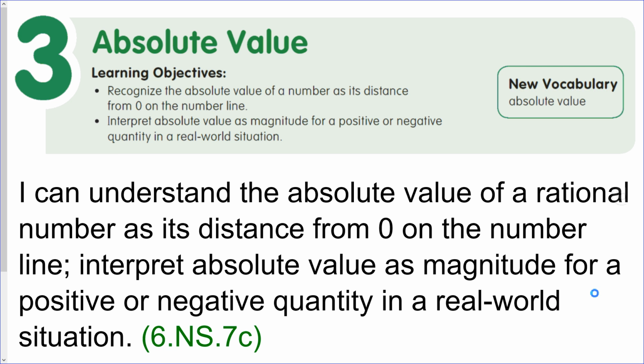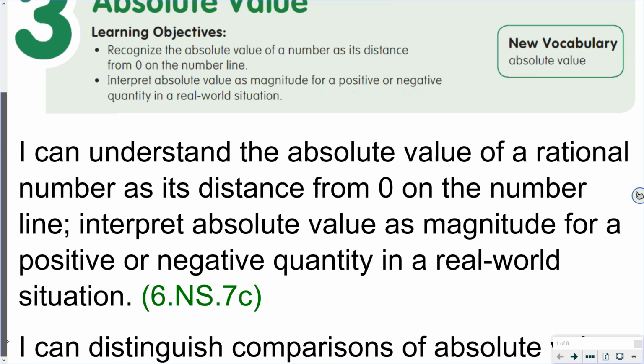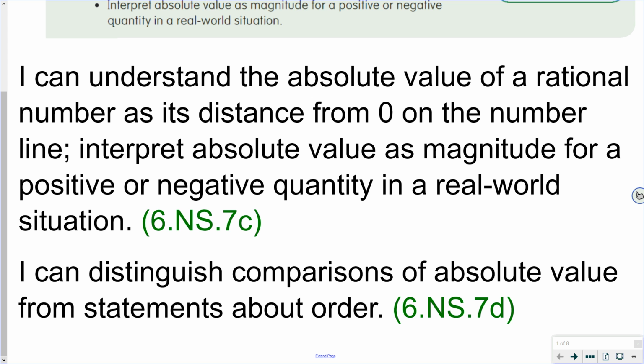For today's lesson, we will be working with absolute value, and our standards that we're going to cover are 6.NS.7.C. I can understand the absolute value of a rational number as its distance from 0 on the number line. Interpret absolute value as magnitude for a positive or negative quantity in a real-world situation. And also, standard 6.NS.7.D, I can distinguish comparisons of absolute value from statements about order.